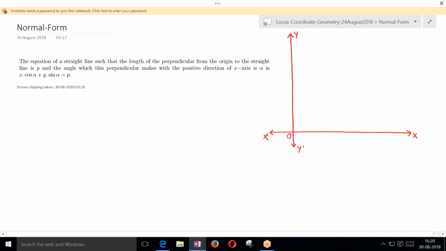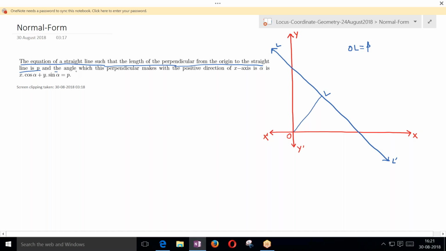We give that straight line the name L dash. Now let's go through the statement. The equation of a straight line such that the length of the perpendicular from the origin to the straight line is P. That means if we draw a perpendicular from the origin to the straight line, though it doesn't look like a straight line, this is L. Then OL is given as P. That is the length of the perpendicular.